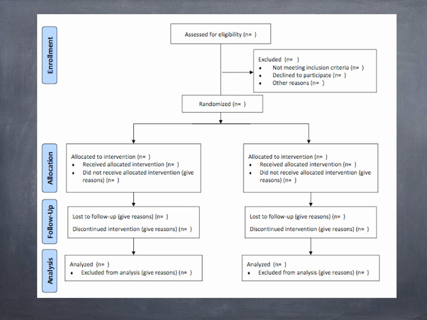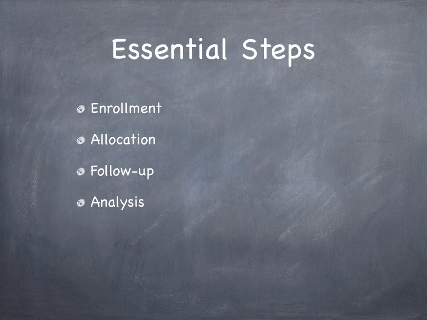Here's the CONSORT flow diagram where the 4 essential steps of a randomized trial are clearly defined: enrollment, allocation, follow-up, and analysis. Most journals now require authors to include such a flow diagram when submitting the manuscript so readers better understand the study procedure. It is important to emphasize again that all randomized trials can be broken down to 4 essential steps: enrollment, allocation, follow-up, and analysis, so consider each of these steps carefully when planning your study.